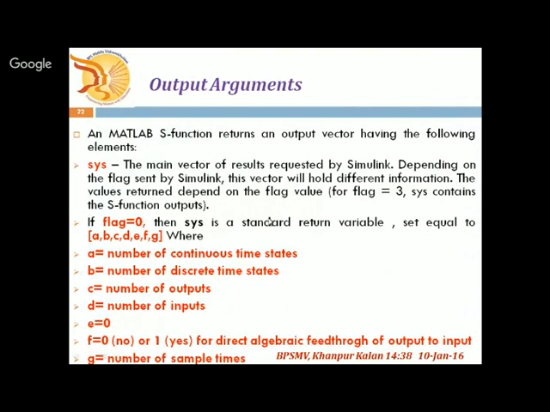In case of the first sub function, the sys argument returned basically consists of a vector of the number of continuous states, number of discrete states, number of outputs, number of inputs. Then a reserved value is set to 0. F indicates direct feedthrough, and G is the number of sample times. So this is the value of argument sys.